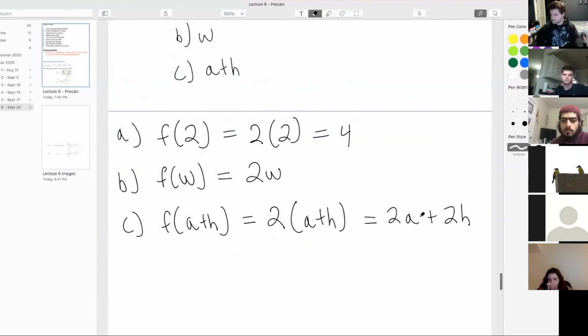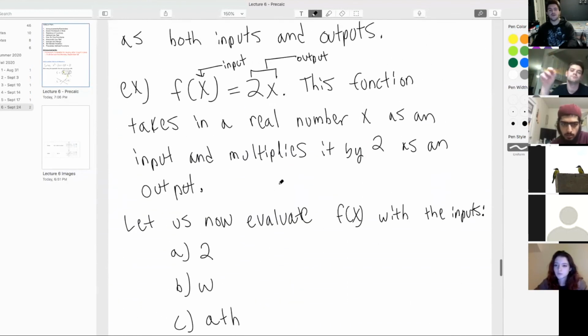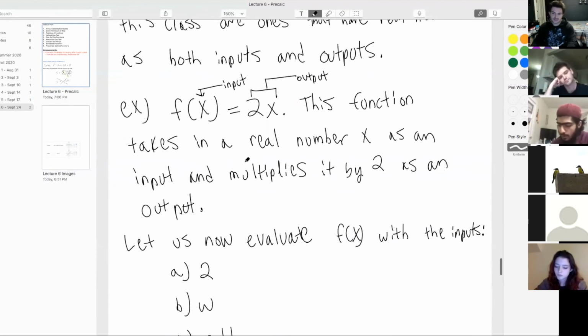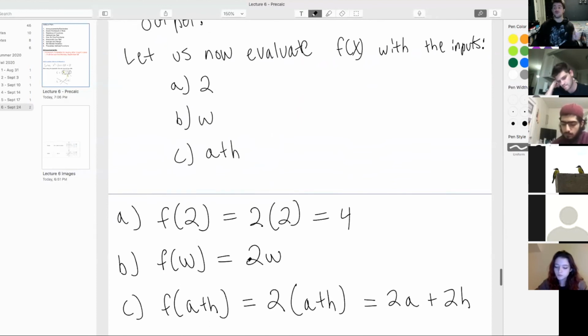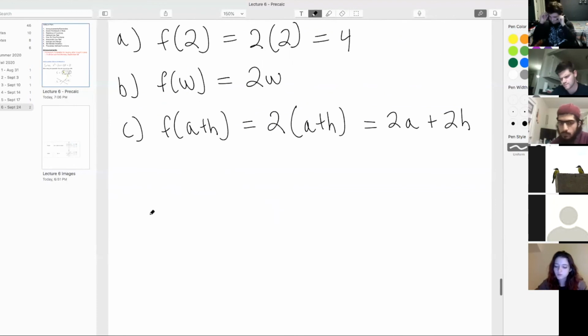Any questions? For 2w, where did you get the 2 from? From that one, 2x. It just multiplies the input by 2. If the input is w, the output will be 2 times w. Okay, gotcha.